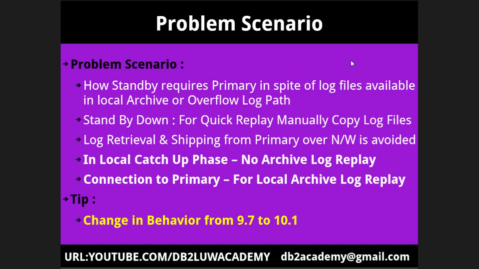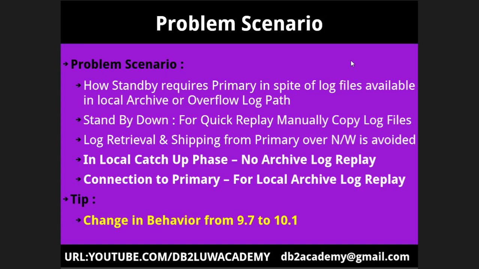So the tip I'm going to provide here is that it works fine as long as the connection to the primary is there. This is a significant change. In the local catch-up phase, there is no archive log replay happening in 10.1. Even if you provide those log files in the archive location, it will connect to the primary, make sure that the primary is connectable, and then it will do the replay of the log files in the archive log which you have copied manually. In 9.7, it was not like that. So the tip is that there is a change in behavior between 9.7 and 10.1. I think 10.1, 10.5, and 11.1 all have the same behavior.